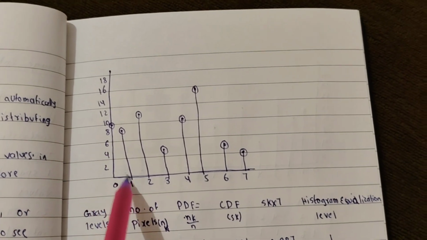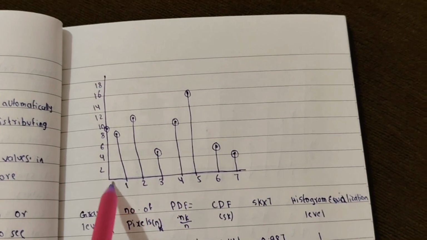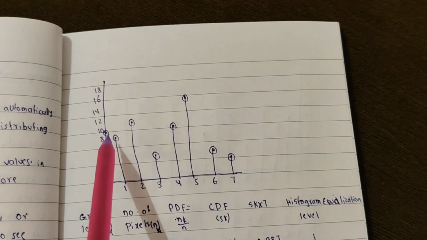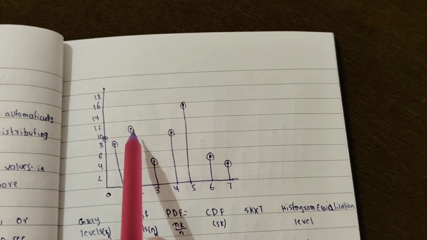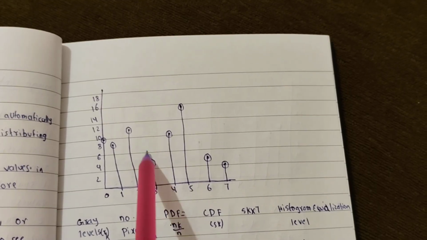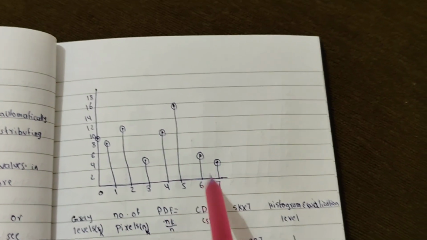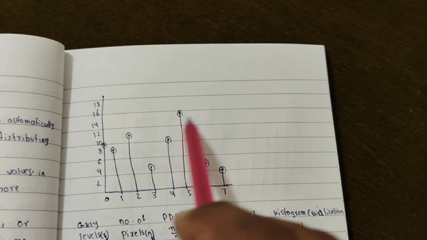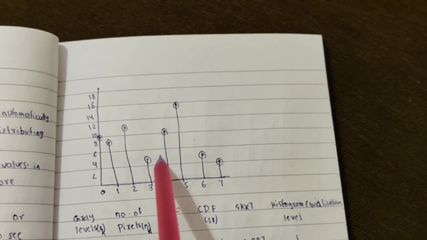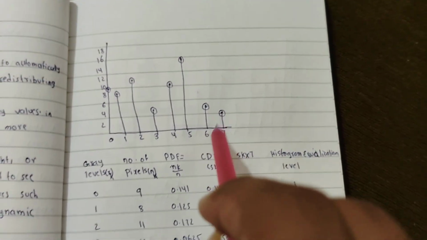First we will draw the histogram graph for the given question. How many zeros we have: 9. How many ones: 8. How many twos: 12 or 11. How many threes: 4. How many fours: 10. How many fives: 15. How many sixes: 4. How many sevens: 3. So we need to distribute these pixels within itself, so it will make the image seen clearly.